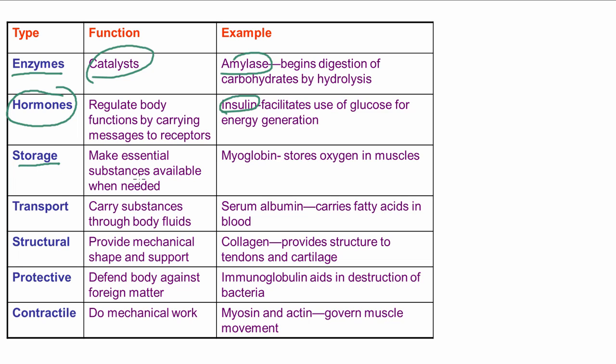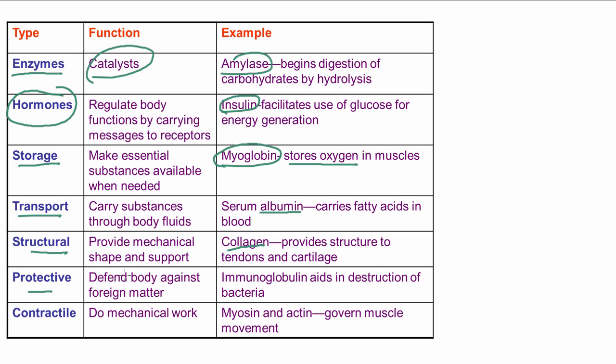There are storage proteins, and myoglobin, that's a storage protein because it stores oxygen. We have transport proteins, and these carry substances through the aqueous body fluids. Actually, albumin, this is a transport protein, and it carries those hydrophobic fatty acids through the blood. We have structural proteins, and these provide mechanical shape and support. Collagen is a good example of a structural protein.